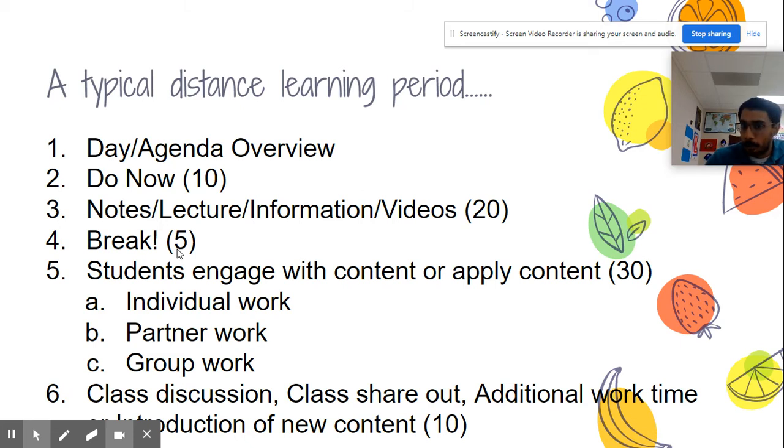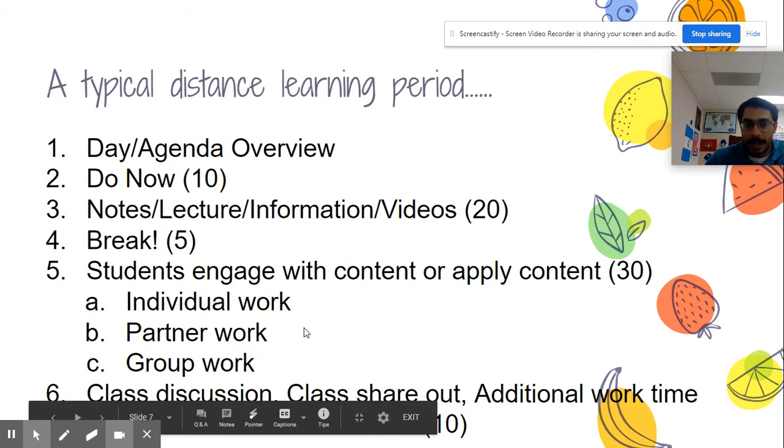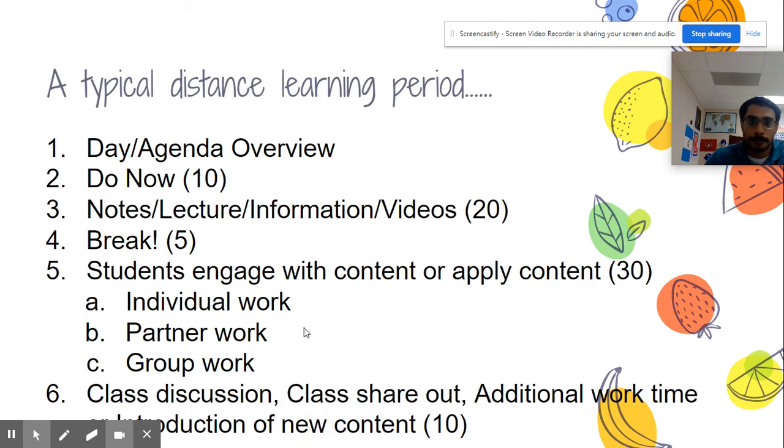Sometimes we have a 5-minute break. Then we have usually 30 minutes where students do individual work, partner work, or group work, where they apply the information that they've engaged with earlier in the class. And then the last 10 minutes are usually class discussion, share out, or additional work time.